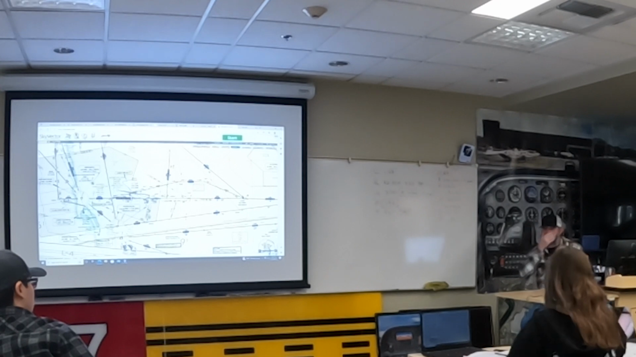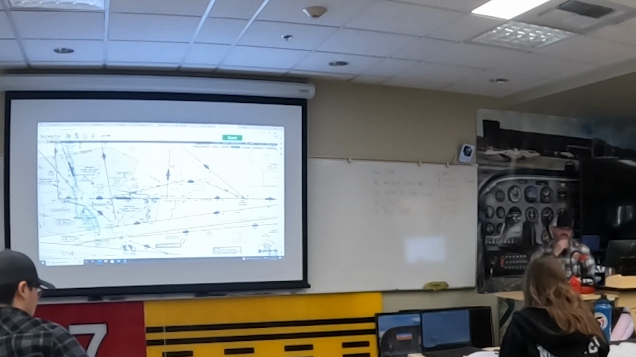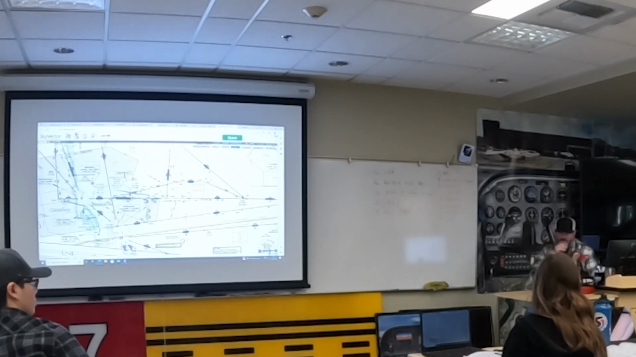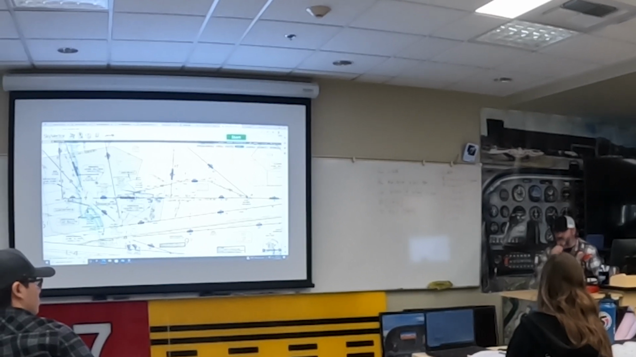So is the benefit fuel consumption? I mean, the benefit is more alternate routes. The benefit is easier to control.